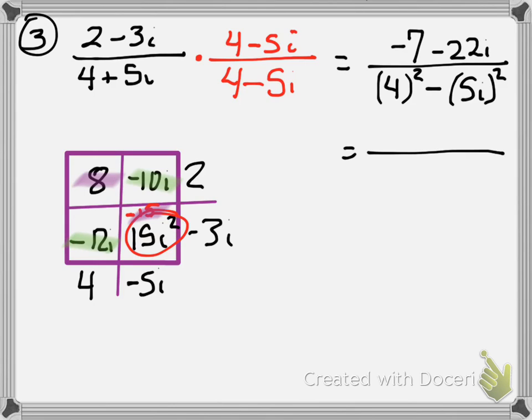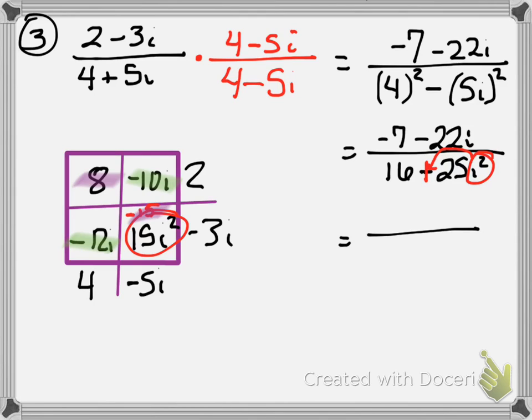Okay, now let's simplify our denominator. 4 squared is 16, minus 5 squared. The i squared makes the sign change, and so this becomes a plus. So 16 plus 25 is what? 41.